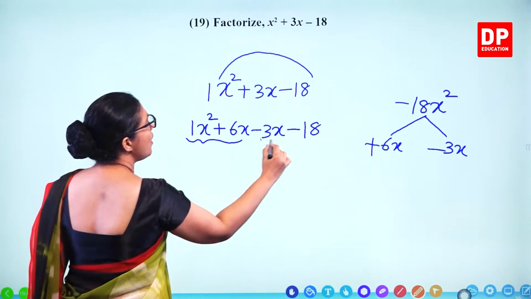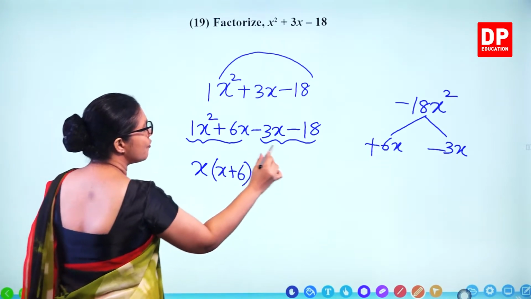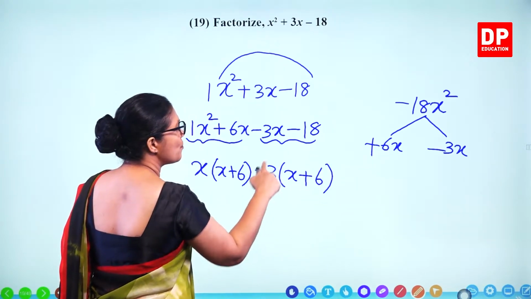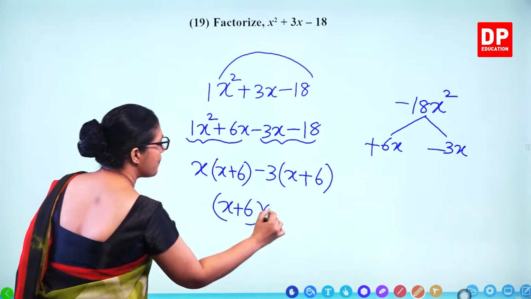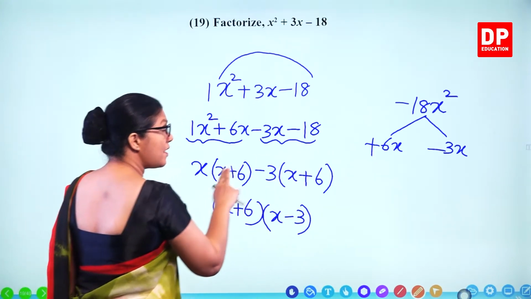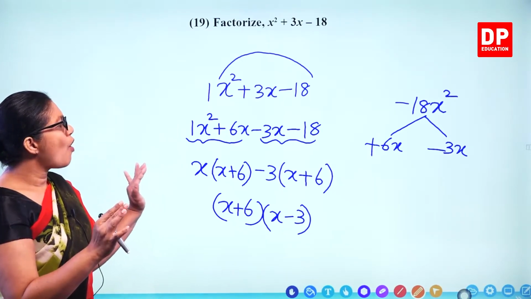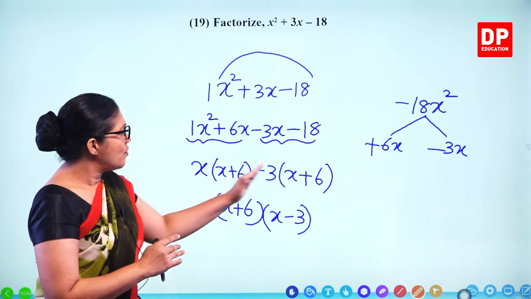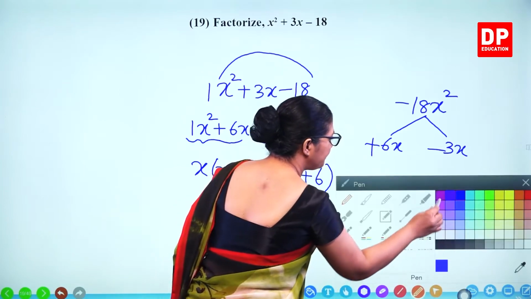Then take the first 2 and last 2 terms separately and factorize. From this you can take x out. From this you can take minus 3 out. Then this becomes plus 6, because minus times minus is plus. x plus 6 is common, take it out. What's remaining? x minus 3. So you need to get the same bracket to factorize. If you're not getting it, your factors are wrong or something is wrong with the sign. So you can recheck. When you get the same factors here, that means you are correct. So 2 marks for that.